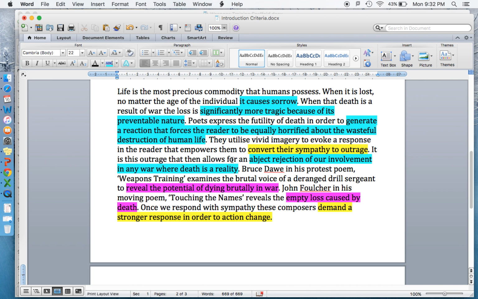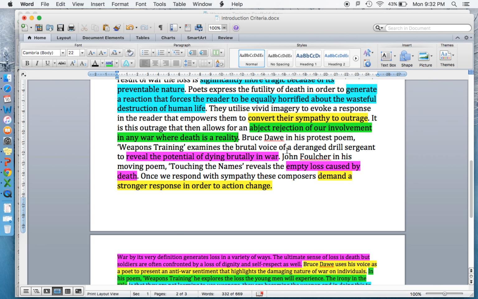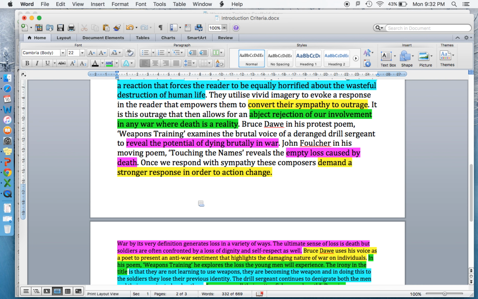It is this outrage that then allows for an abject rejection of our involvement in any war where death is a reality. All right, and I'll sort of highlight that a bit green because that is a combination of impact and of the thesis as well. Bruce Dawe in his protest poem, Weapons Training, examines the brutal voice of a deranged drill sergeant to reveal the potential of dying brutally in war. So I changed that because I remember in class I was a bit critical that it wasn't as good as it could have been. John Fletcher in his moving poem, Touching the Names, reveals the empty loss caused by death. Once we respond with sympathy, these composers demand a stronger response in order to action change.